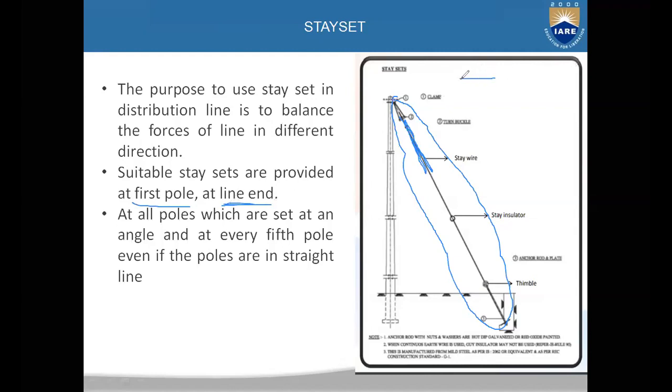Suppose you have a transmission line, and you place one pole here. For the first pole, you will have this stay set. At the same time, at the line end, if you have another support or pole, here also you will have one stay set. And if you are building these poles in a straight line, then for every 5th tower you will use a stay set like this. The main purpose of this stay set is to balance the forces in different directions.